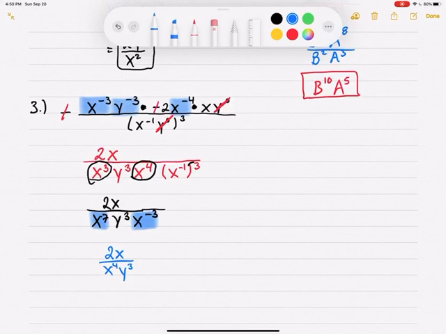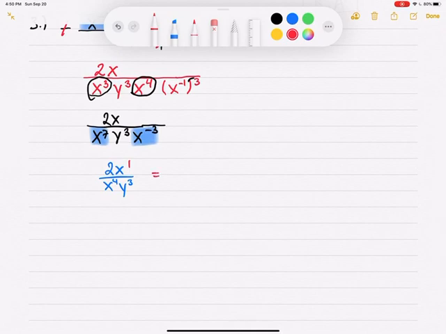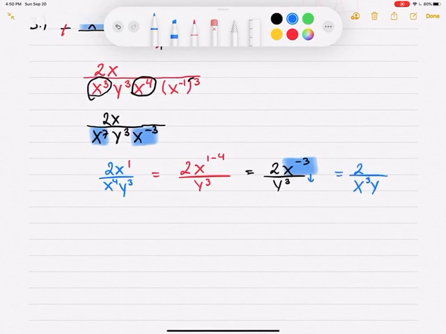And then if I subtract my exponents because I'm dividing, this leaves me with 2x to the 1 minus 4 power over y to the third, which will be 2x to the negative third over y to the third. And if I bring this down to make it positive, my final answer is 2 over x to the third, y to the third.